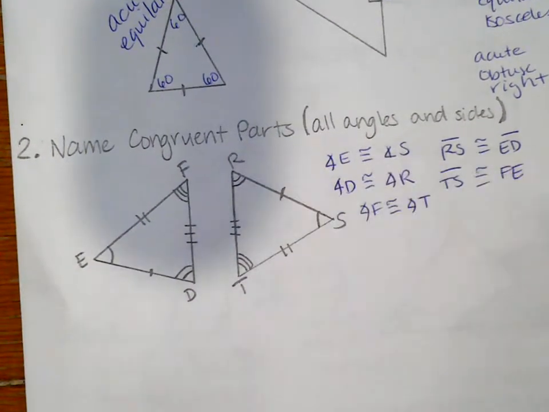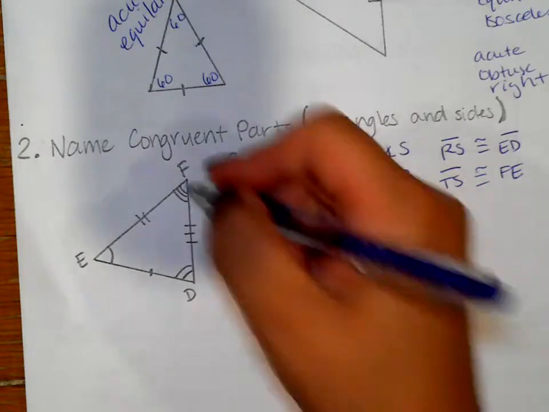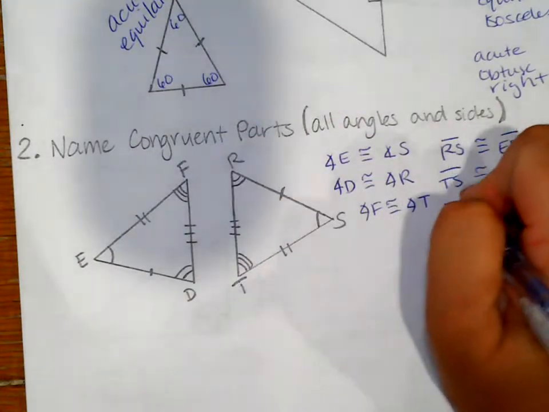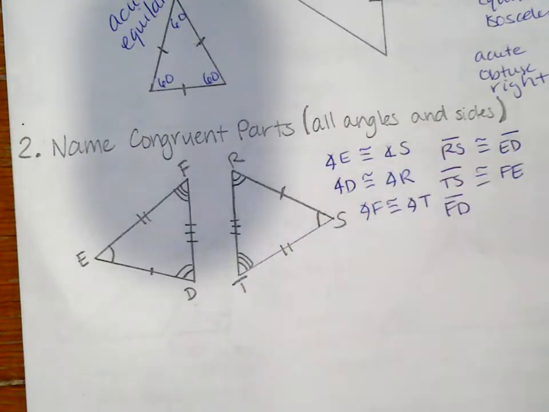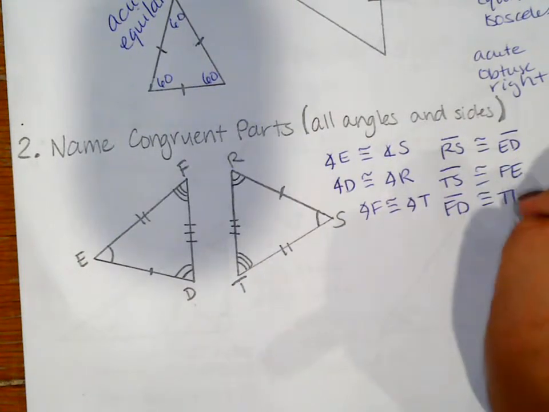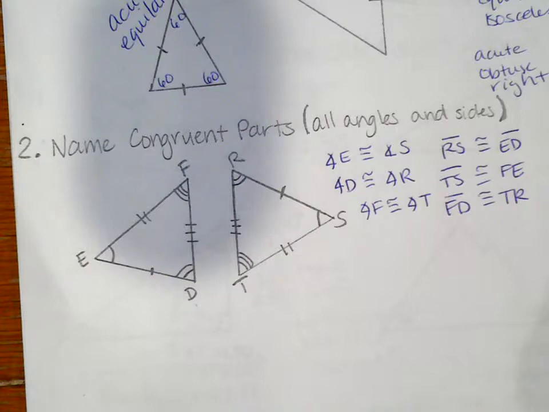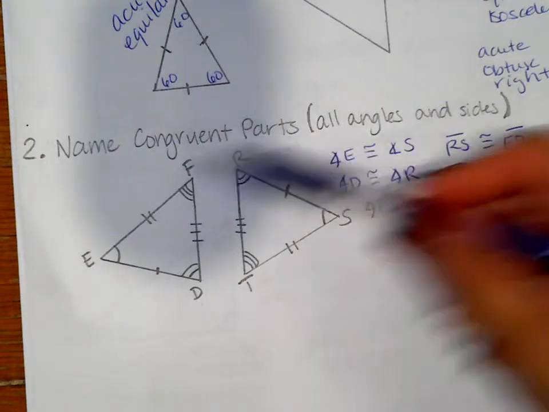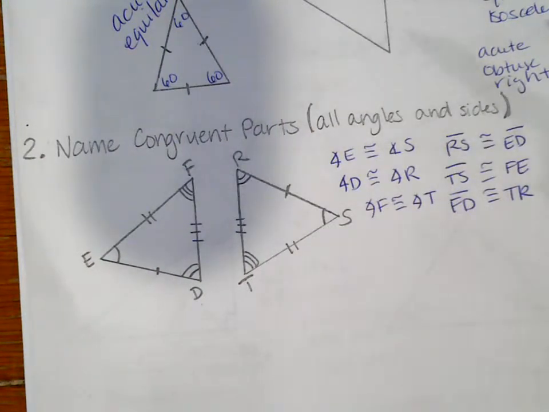And then side, I can switch it up. I can go FD. FD is congruent to TR. Right, so you're just matching them up. What's important is when you have to label these, that you label them in the same order.